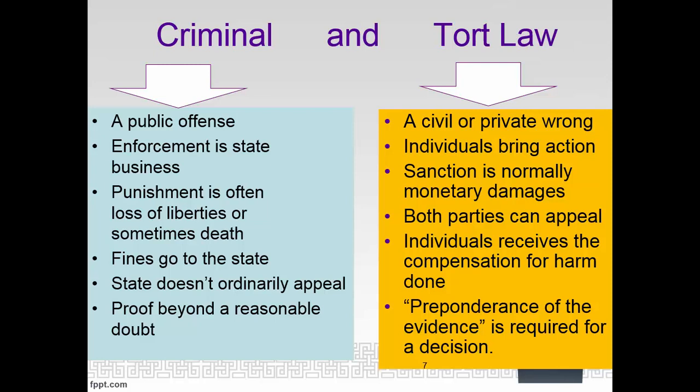One of the big differences is the level of proof necessary. In criminal law, the burden of proof is beyond a reasonable doubt. That's a pretty high standard to meet. Defense attorneys and prosecutors will banter about what that is, but generally, 90-95% sure would be proof beyond a reasonable doubt. In contrast, tort law and civil law generally require only the preponderance of evidence. So you have to be 51% sure in order to decide a case.